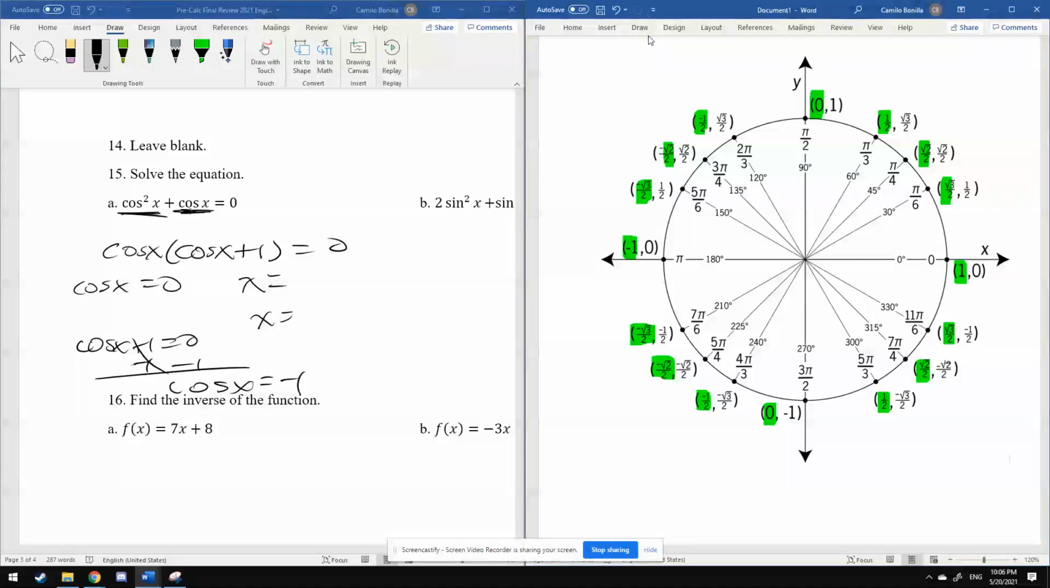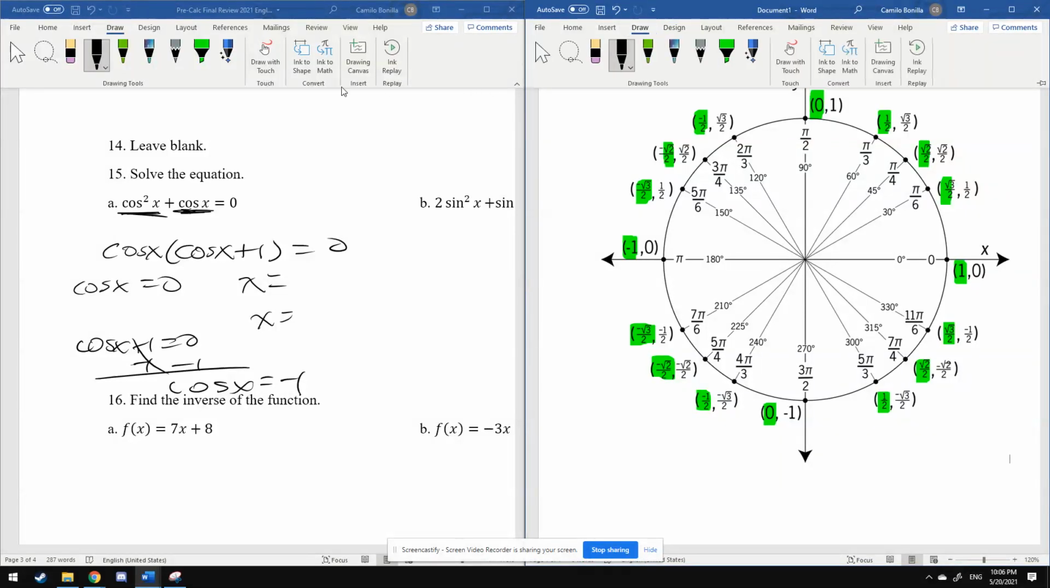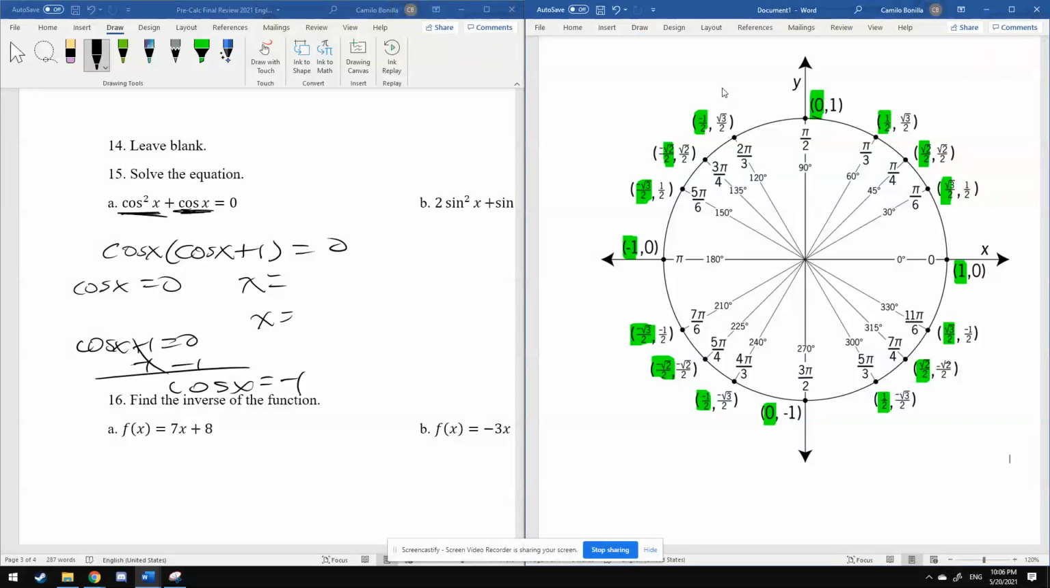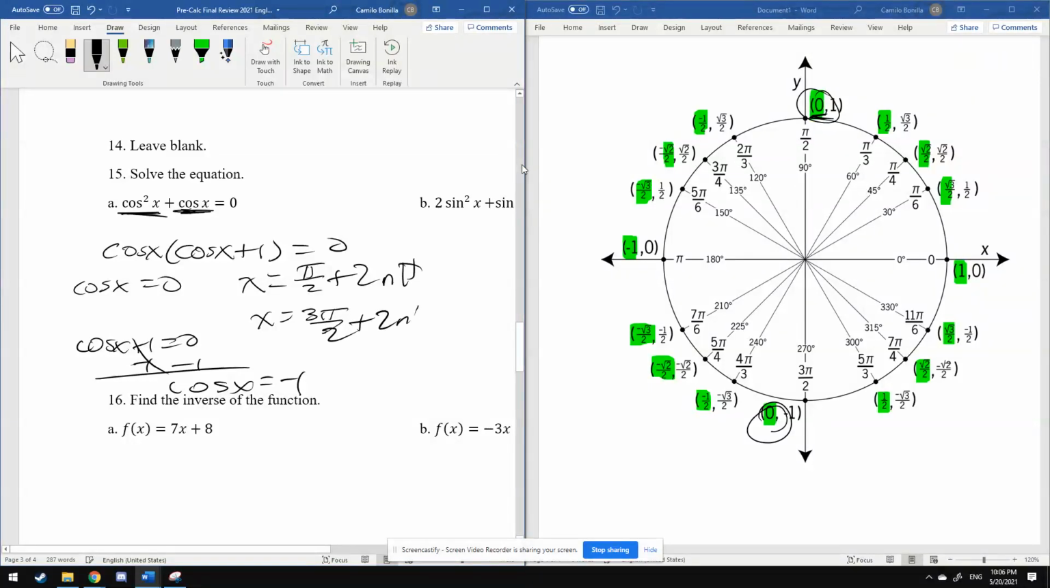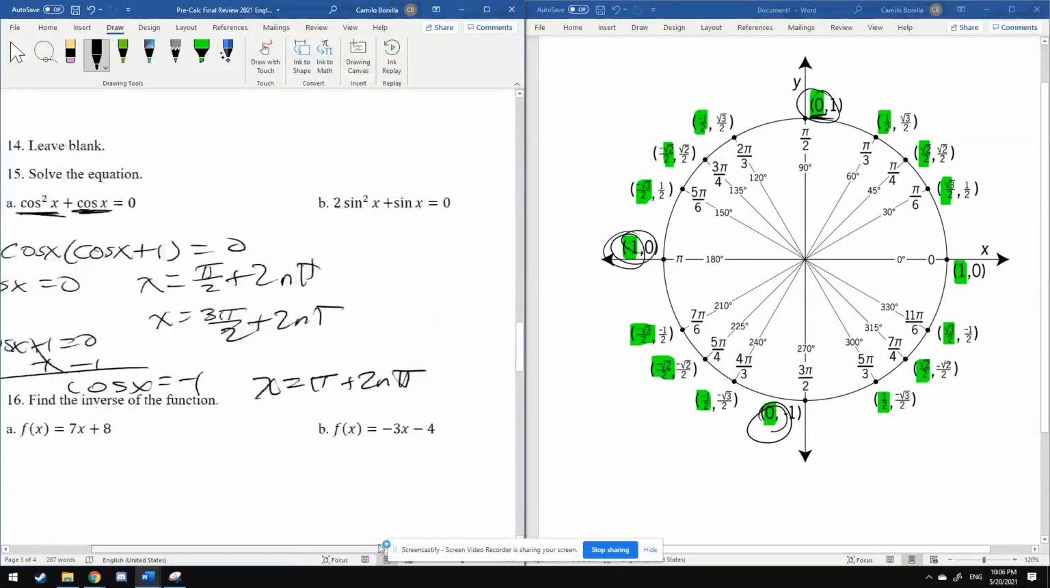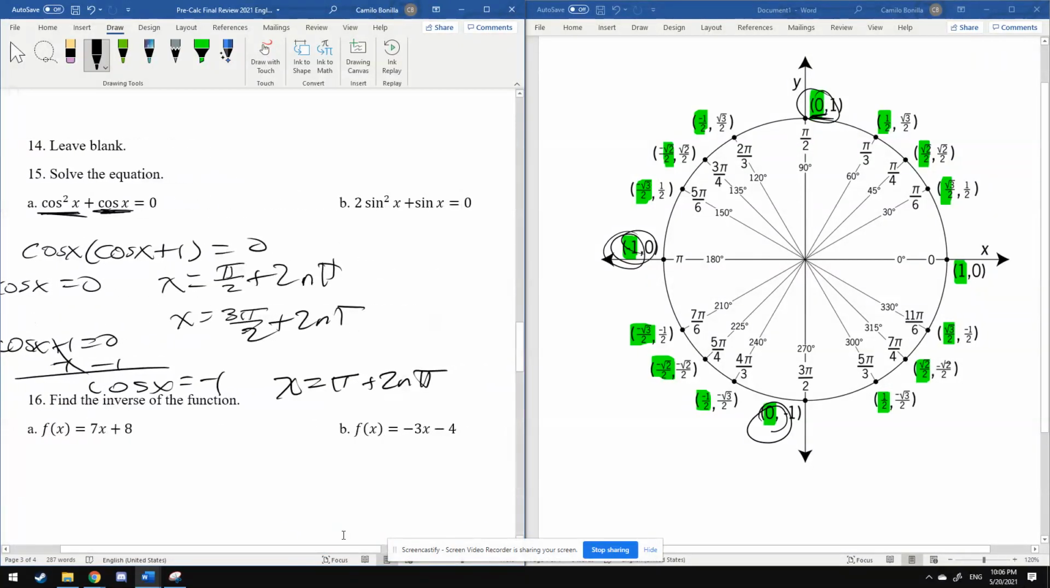Okay. Cosine is everything in green. So here I have 1 0 here and 1 0 down here. So 1 up top. So I have pi over 2 and 3 pi over 2. And always remember to include plus 2 n pi. Okay? Now for negative 1, I only have it here. That's pi. So here x is equal to pi plus 2 n pi. Okay? And so you guys try B. All right? If you guys have any questions, ask me.